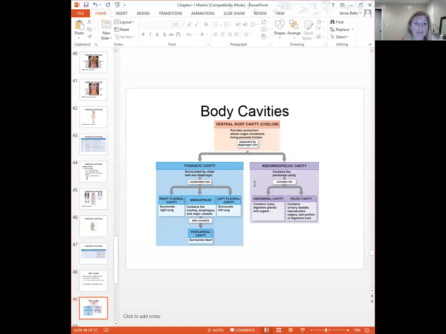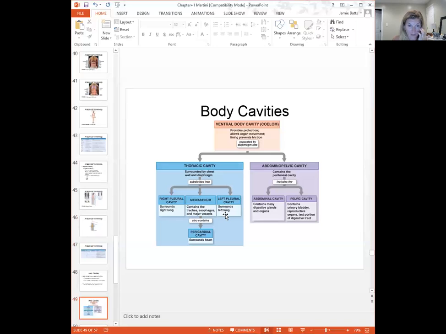Let's talk about the ventral cavity first, because here's a nice graphic organizer for you. We never call it the coelom. That has to do with embryological origins. Don't even worry about that word. So the ventral body cavity is basically the abdomen. It's the whole thoracic area. So we're looking at the thoracic cavity, which has our lungs and our heart.